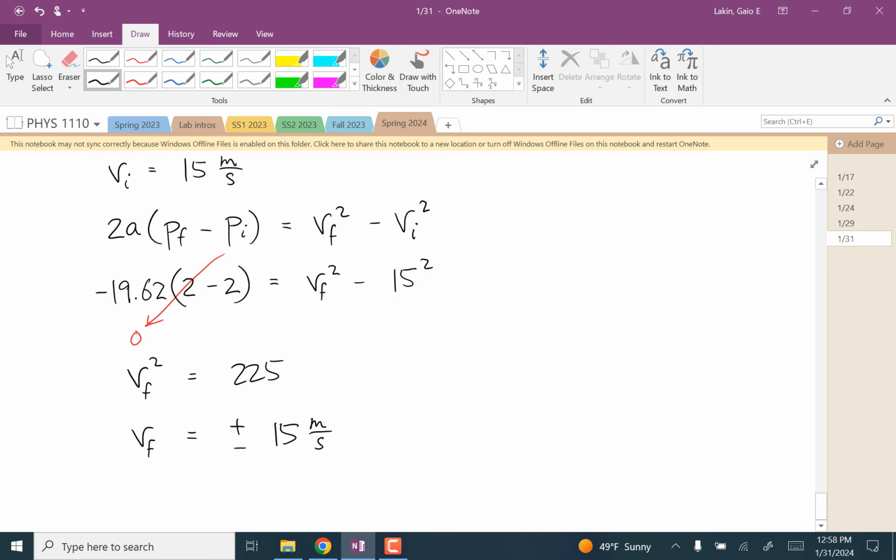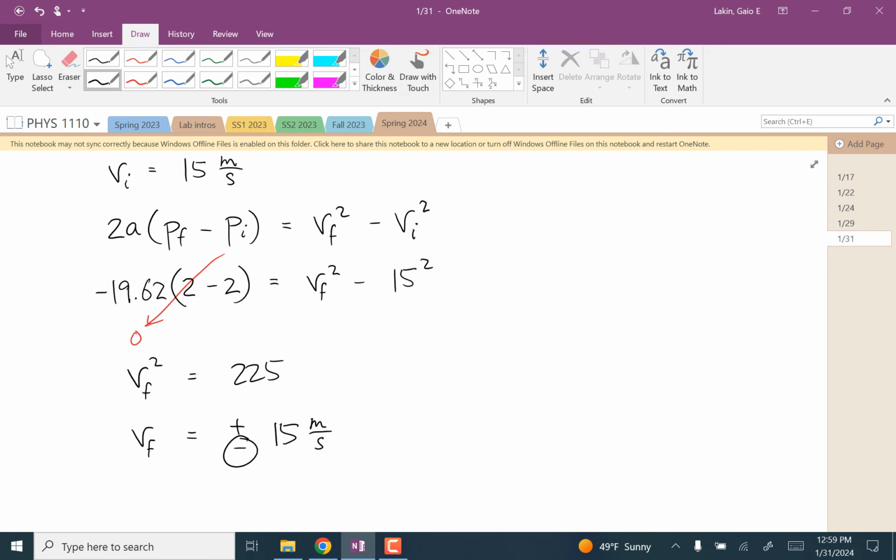Okay, so there are two answers for what the velocity could be when this thing is at a height of 2 meters. One is moving in the positive direction, and one is moving down in the negative direction. Which one are we talking about when it returns to that height? Yeah, so the answer is negative 15 meters per second.